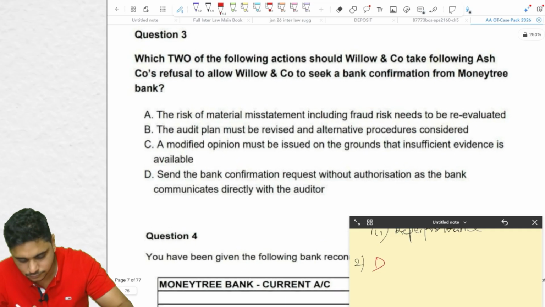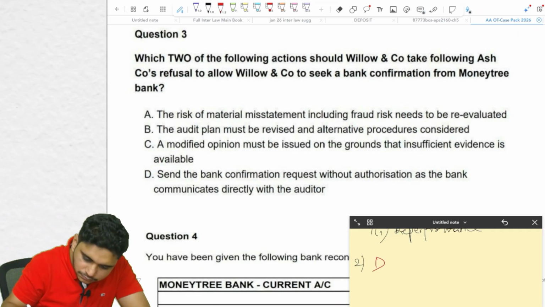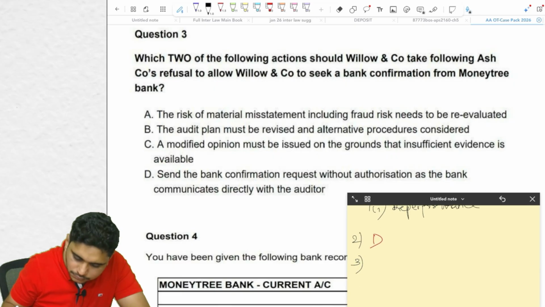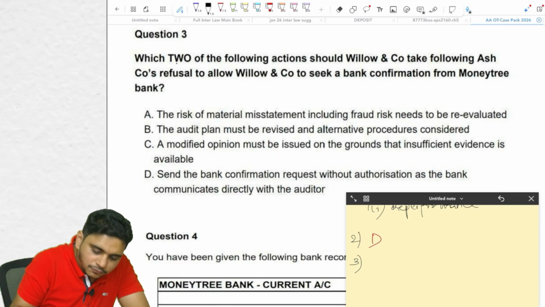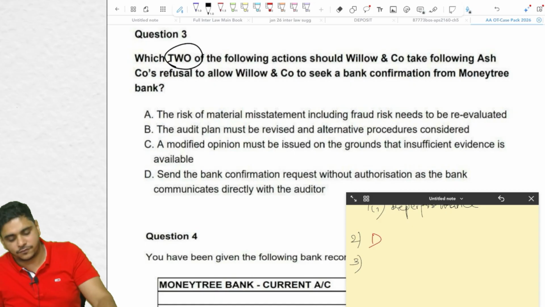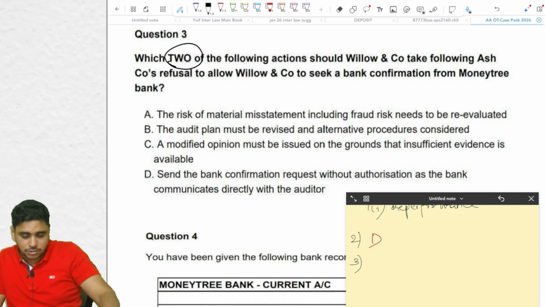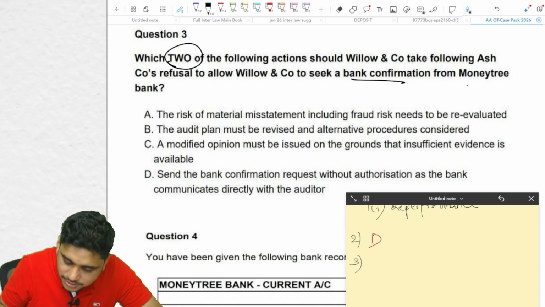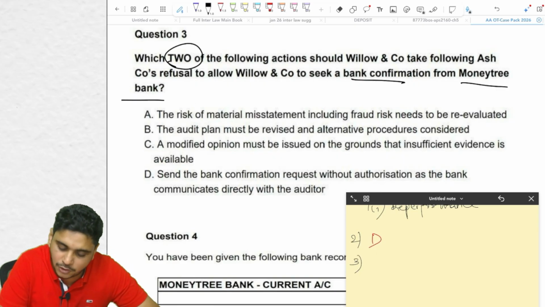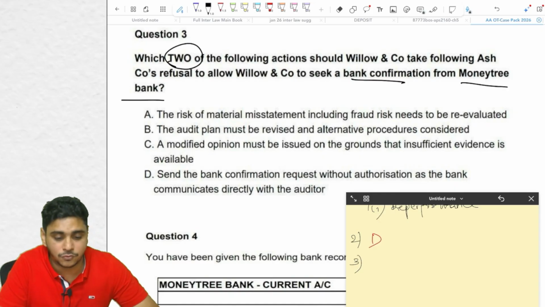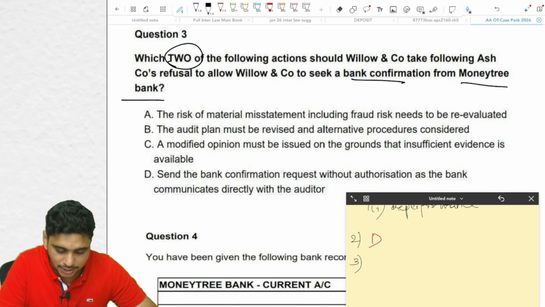Third, which two of the following actions should the firm take following Ash company's refusal to allow V and Co to seek bank confirmation from Money? Which action should Willow and Co take following this? Achha, they have refused. So what action should you do?